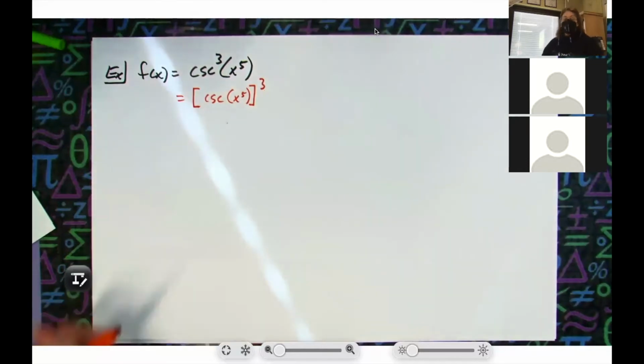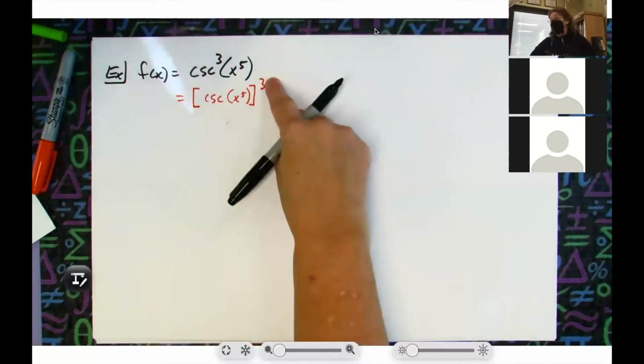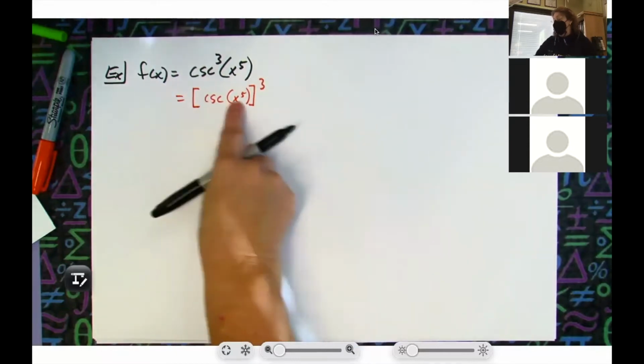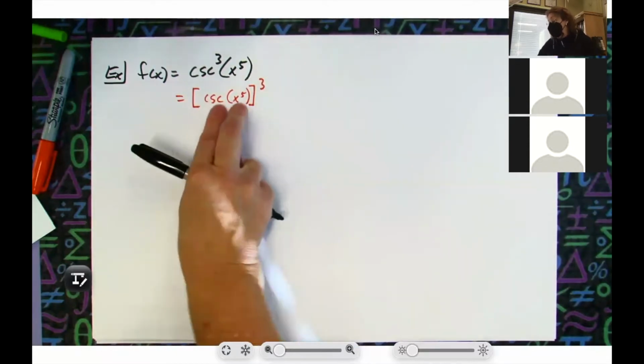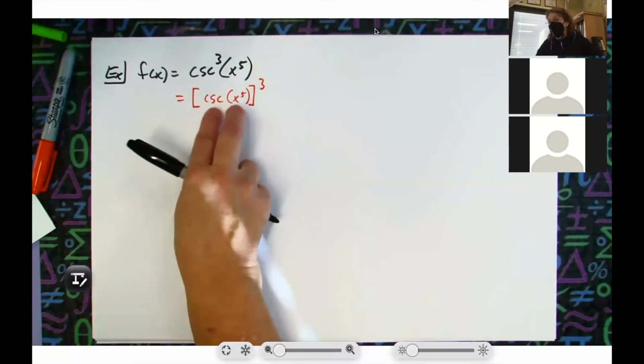I would definitely rewrite like that every time because it's going to let you see things a whole lot better. Now we clearly have an outside function, something being raised to the third. We have an inside function. Now let's talk about that inside function. It's cosecant of x to the fifth. What kind of function is that?